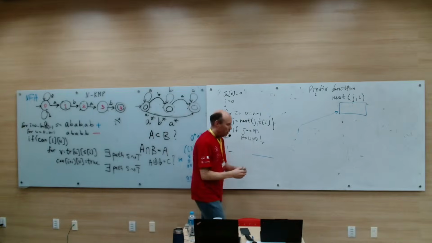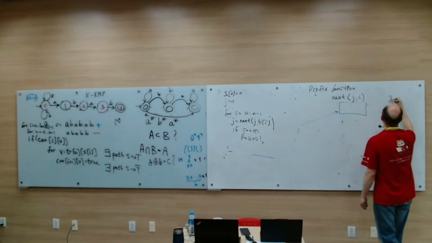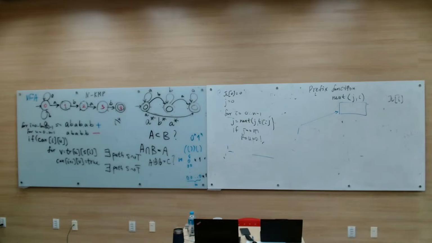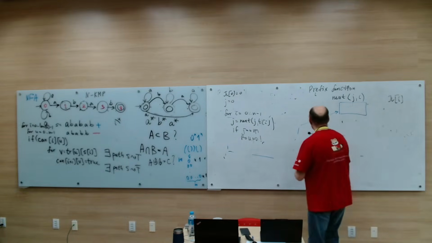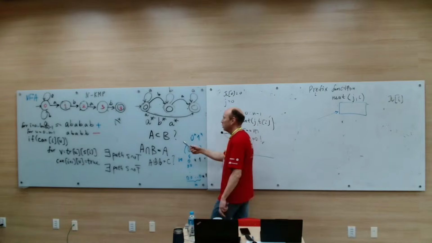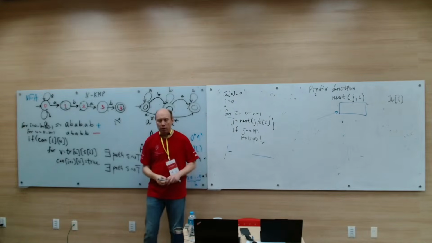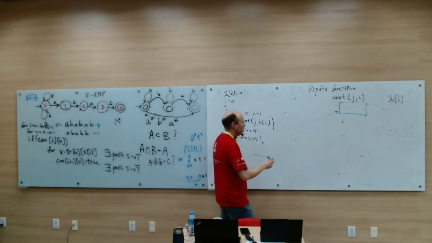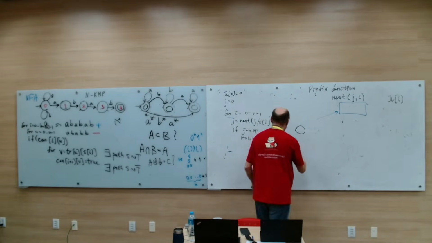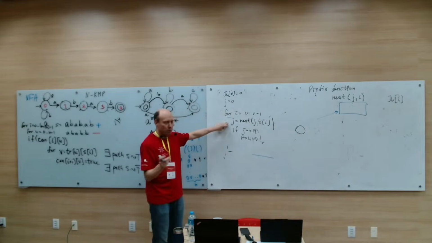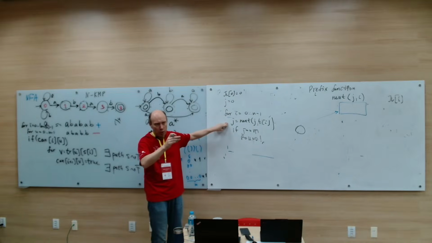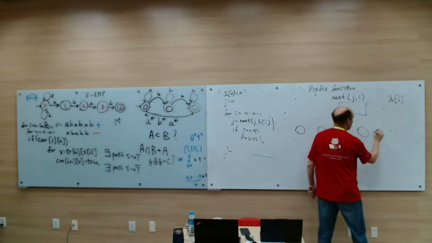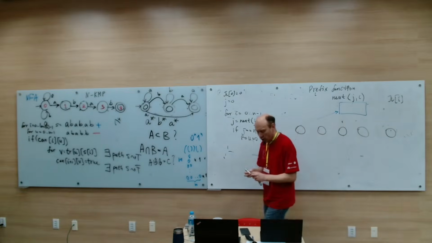So, we have the prefix function, and we build the automaton like this. So let's do this for this particular string AB. So I have the initial state. Well, j can be from 0 to the length of the string, in our case 4. So we have 4 states.